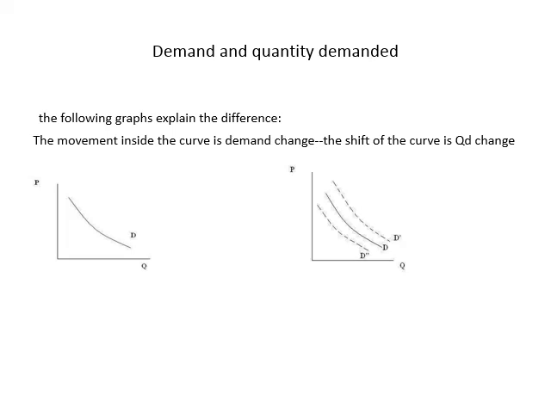The reduction means shifting to the left. The increase means shifting to the right. This we call change in demand. Shifting of the curve to the right or to the left is known as change in demand. But change inside one curve is known as change in quantity demanded.